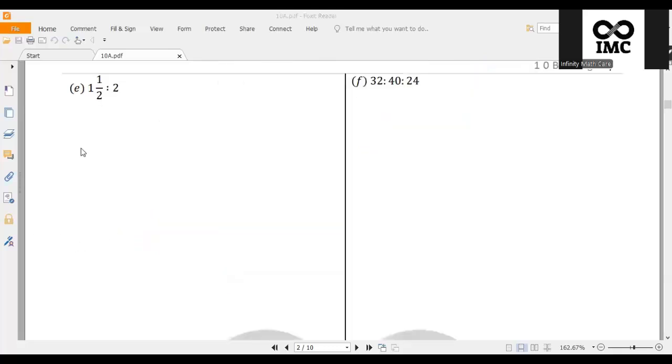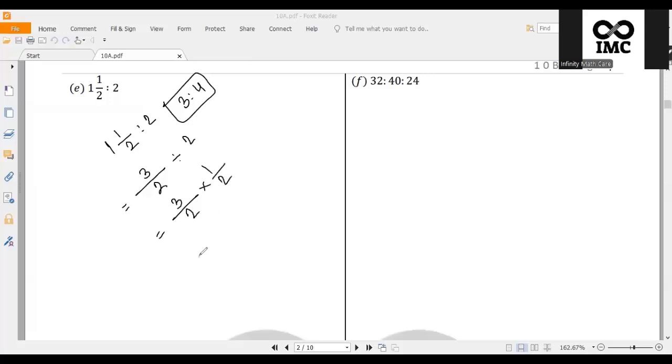Now, question number E. Question number E says 1 whole 1 by 2 is to 1 whole 1 by 2 can be written as 3 by 2. This ratio sign, we can express as a division, okay? Or we can just multiply by 2 and easily write 3:4. But if I want to solve using the division method, then 3 by 2 into 1 by 2. Then we get 3 ones are 3, 2 twos are 4. Done. So 3 by 4 can be expressed as 3:4.